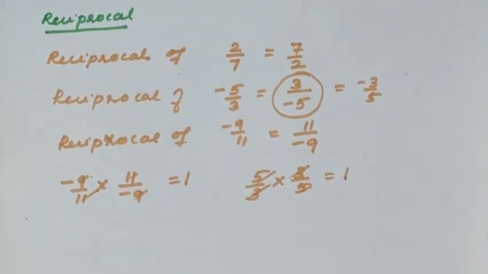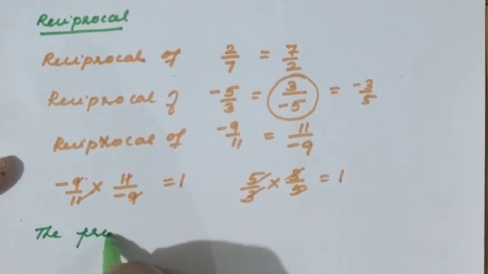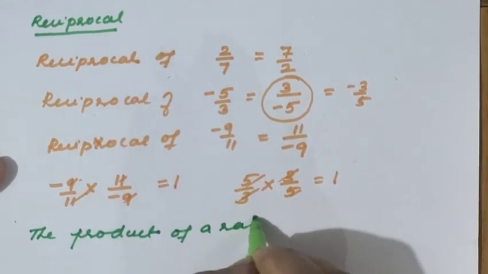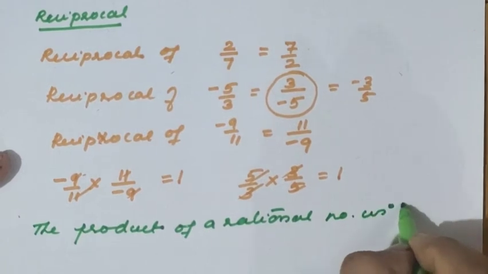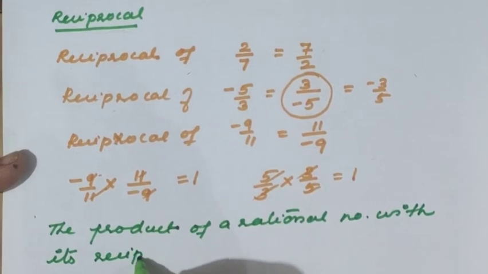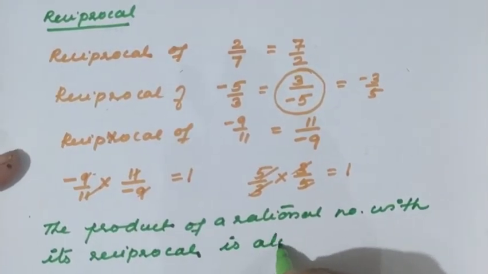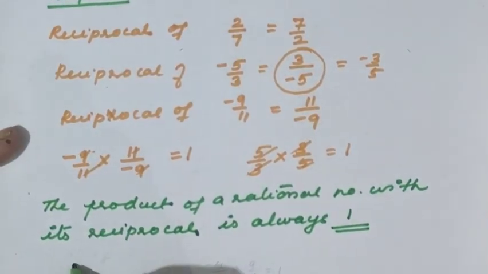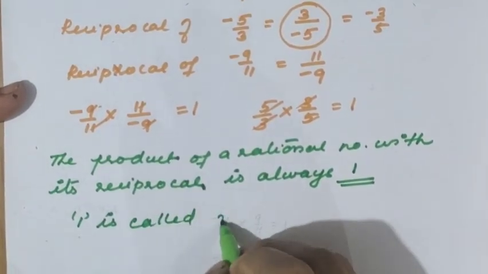So what is the conclusion we are getting from here? The product of a rational number with its reciprocal is always 1, right? So the 1 is called the multiplicative identity.